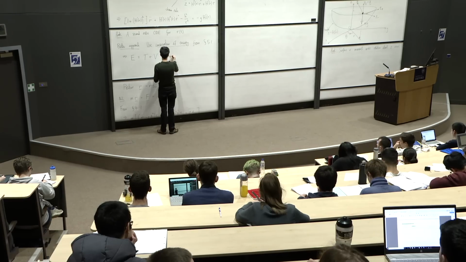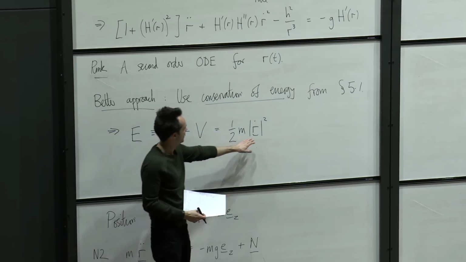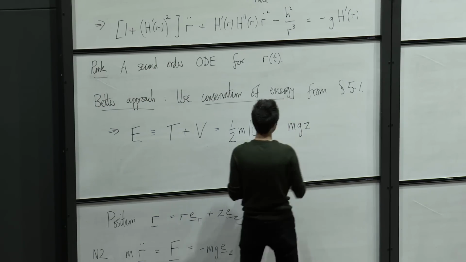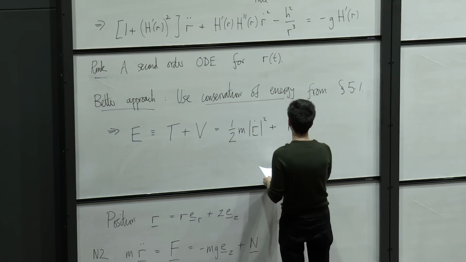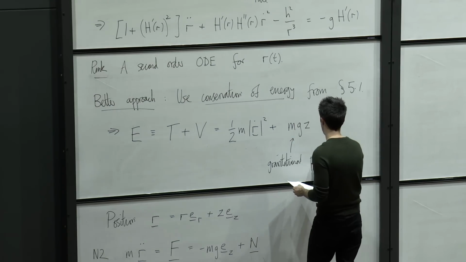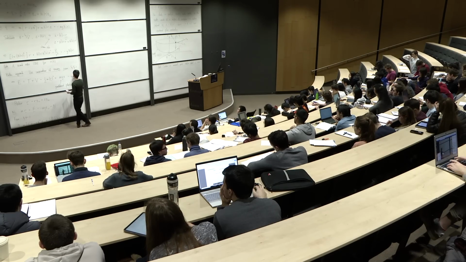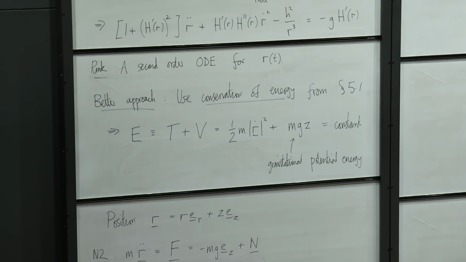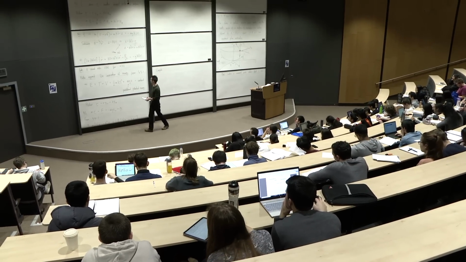And so the kinetic energy is a half m times modulus of r dot squared. So that's the speed squared of the particle. And the potential energy here is the gravitational potential energy. So that's m times g times z, with z the height. So that term there is the gravitational potential energy. And we know that's constant. That was a result that we derived last week. So we can compute more explicitly what this quantity is.